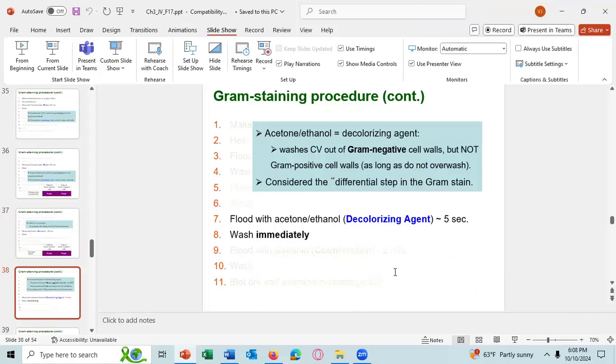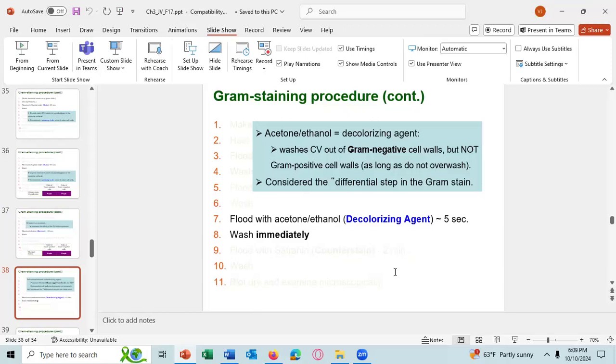decolorizing agent, which is usually acetone ethanol, but there are different decolorizing agents. It could be acid ethanol. It could be also just ethanol itself.